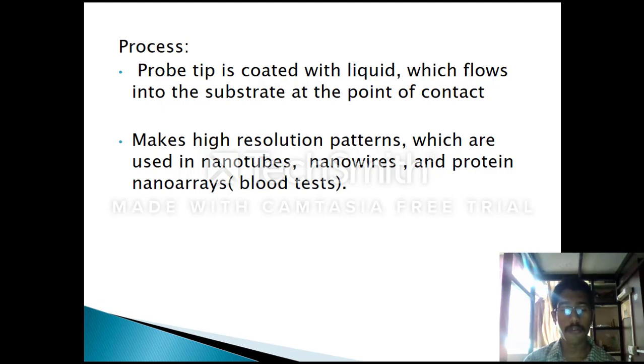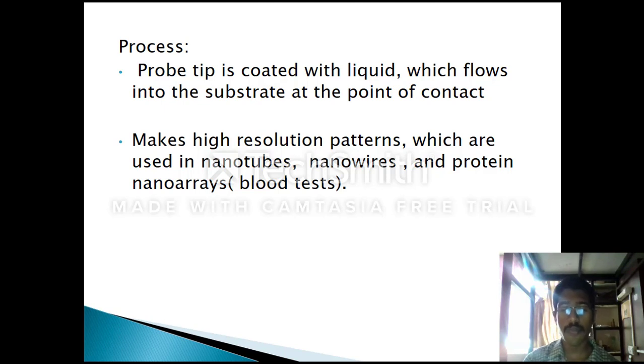These patterns can give varied uses in nanotubes, nanowires, and protein nanoarrays, which are mainly used to detect the amount of proteins in blood samples. Another application of nanolithography is, say we want to direct the electrons in a particular path. At some paths it's restricted and we want electrons to flow only in a particular path. That path can be the pattern which we make, and this is very much necessary in semiconductors to control the electron flow.